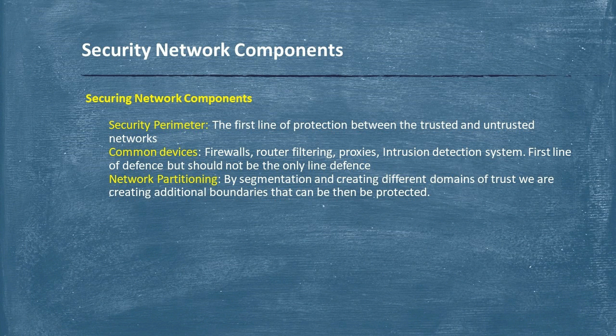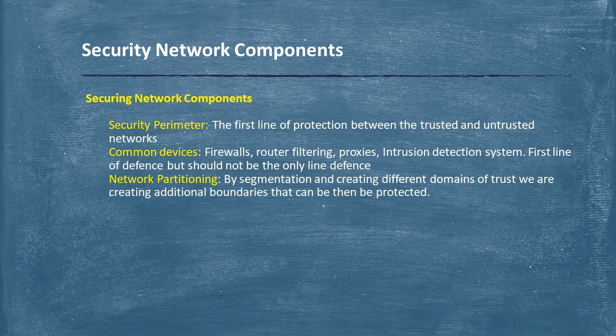DMZ is a demilitarized zone. We will look at what a DMZ is later, which is placed in an untrusted network. Trusted is internal. Internal is a trusted network, whereas untrusted is an external network, which could be the internet and things. So the security perimeter starts at the line between the trusted and untrusted network.